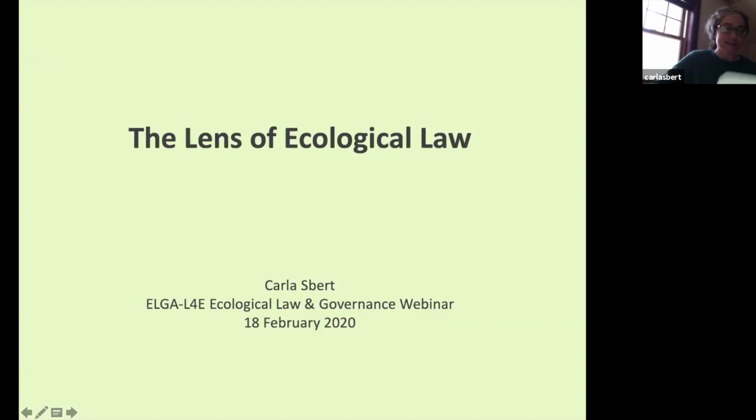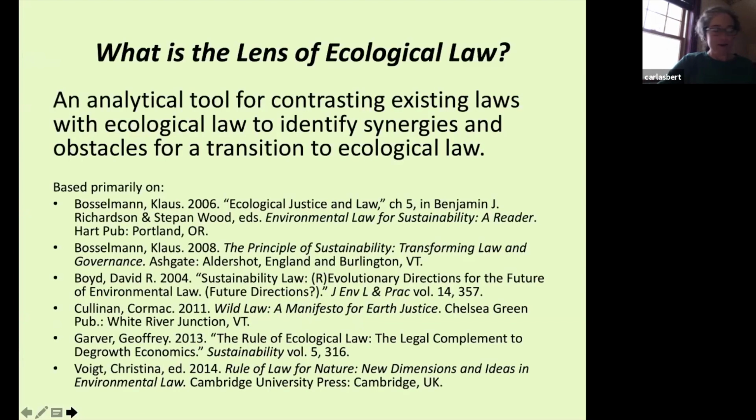Next slide. I'll get straight into the weeds of this lens of ecological law. So what is it? It's an analytical tool for assessing existing laws and asking how far these laws are from ecological law, and trying to identify obstacles and opportunities for a transition from existing law, or contemporary laws, as Geoff just called them, to ecological law.